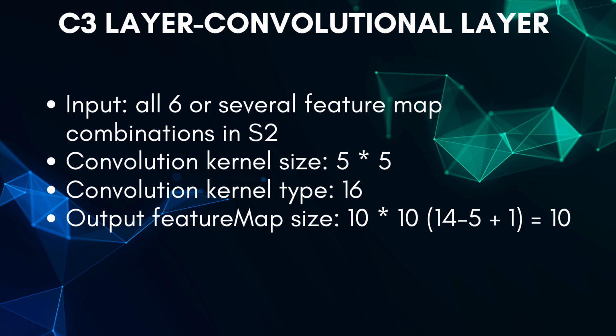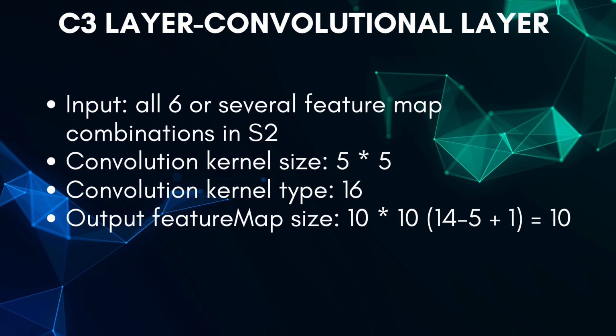When we add them all together, we find that the C3 layer has a total of 1516 trainable parameters. But that's not all. The number of connections in this layer is calculated as follows: 10 * 10 * 1516 equals 151,600 connections in total. This demonstrates the high complexity of the C3 layer, allowing it to effectively combine features from the previous layer.